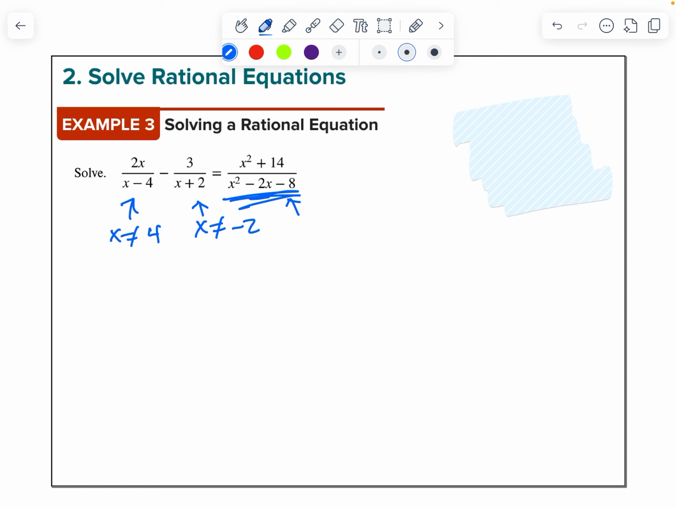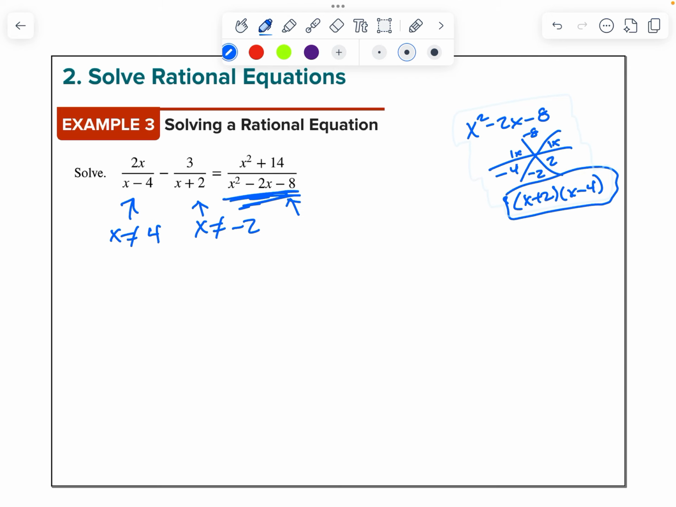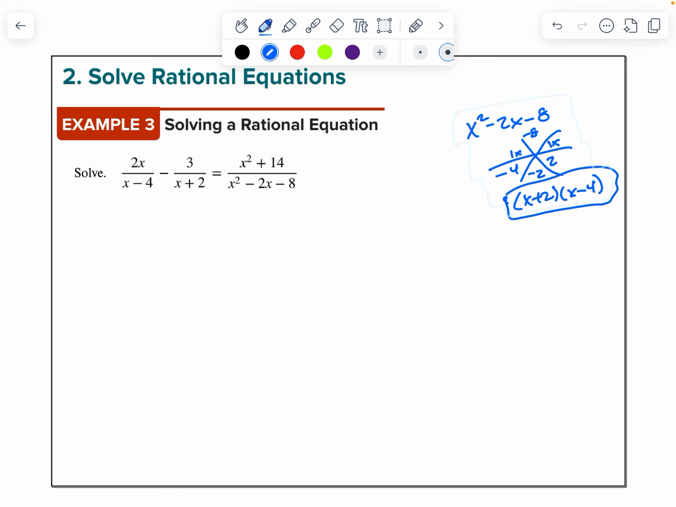That looks like a trinomial though, so what we can do is try and factor it, right? If we use the star method to factor that, we end up with x plus 2 and x minus 4, which is the exact same 2 factors that we just had, right? So x still can't be negative 2 or positive 4. I'm going to list those out to the side here, negative 2 and positive 4. If we get either of those answers in the end, we have to toss them out. We can't use them. And I'm just going to replace this here on the bottom because I factored it. I'm going to replace it with what it's equal to, x plus 2, x minus 4.